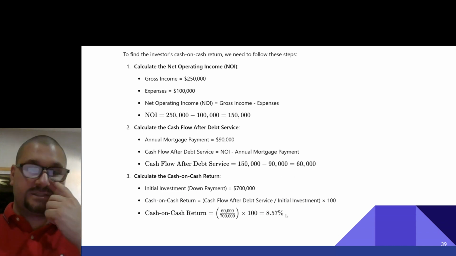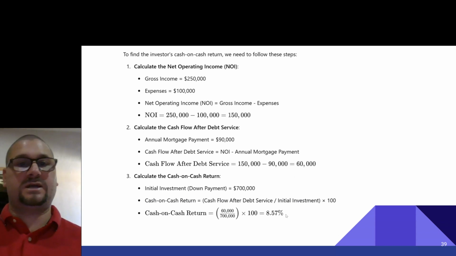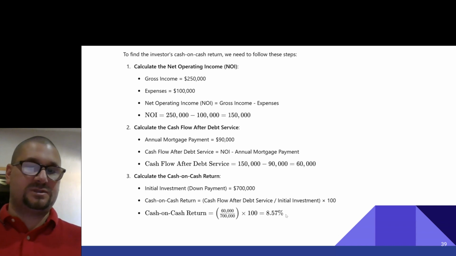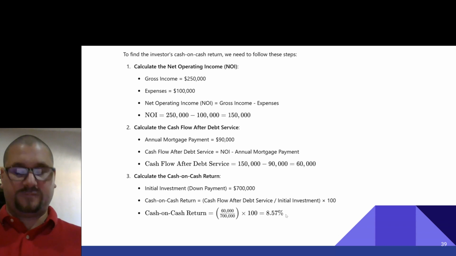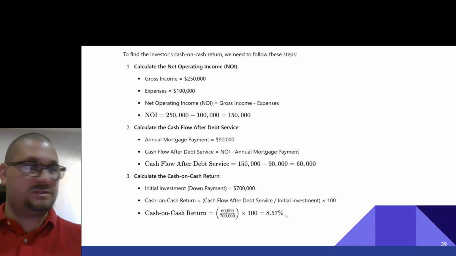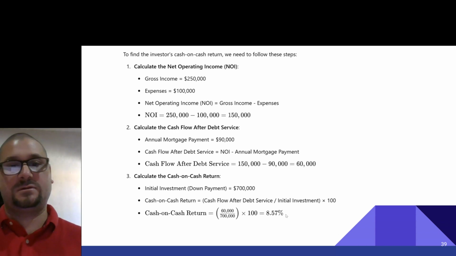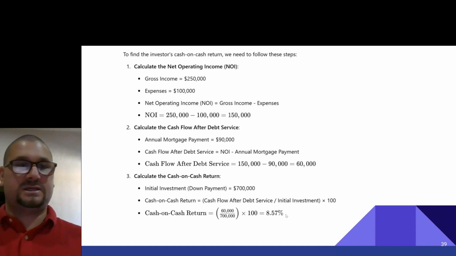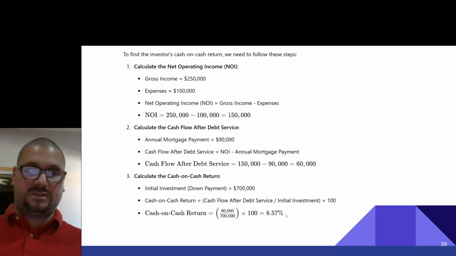The initial investment, which was the down payment, is $700,000, and your cash on cash return is going to be the cash flow after the debt service divided by your initial investment, which is the down payment. So 60,000 divided by 700,000 times 100 is 8.57%.